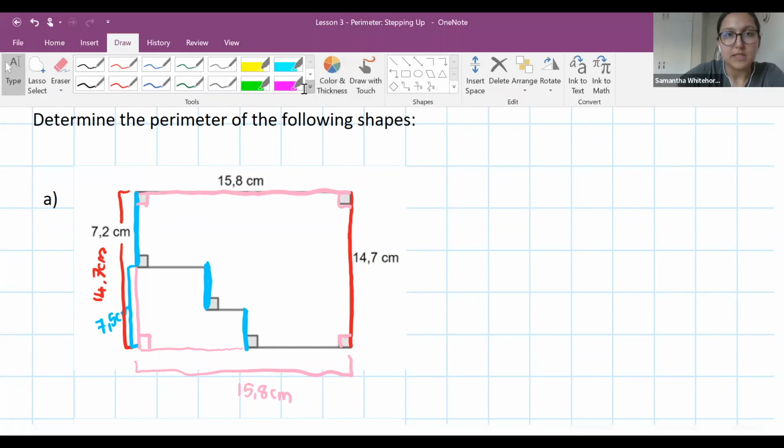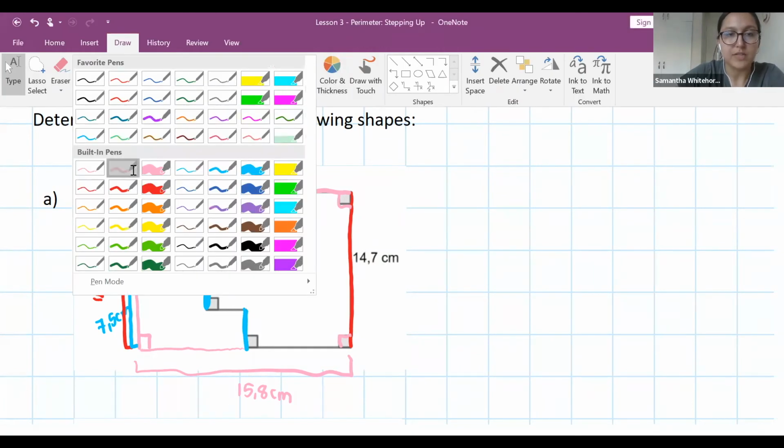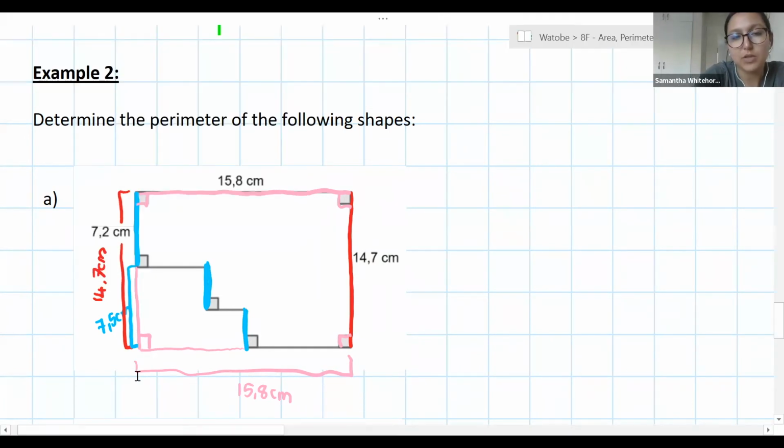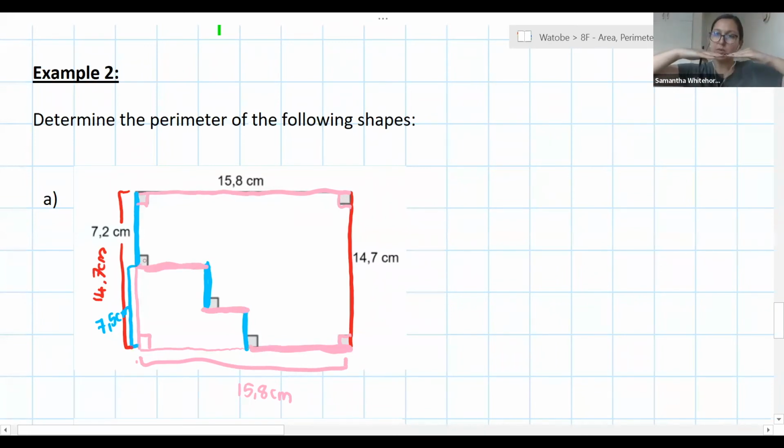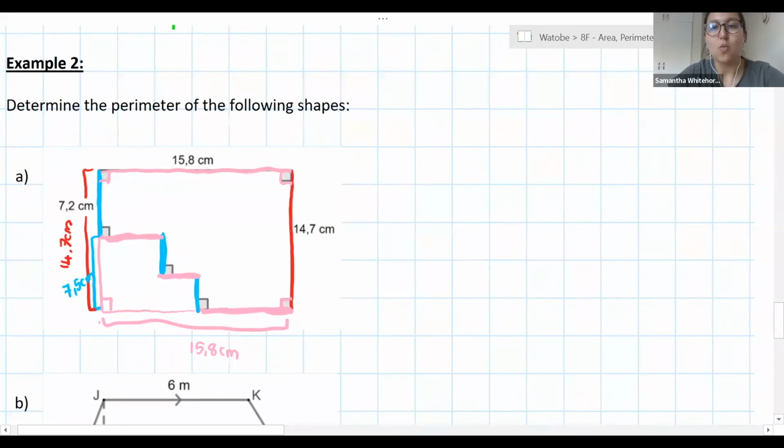What that also means is if we go back to the pink, the 15,8, because I know that the whole length, whether I look top or bottom, is 15,8. If I add this pink segment, plus this pink segment, plus this pink segment, all three in line with each other, I'm going to get 15,8.